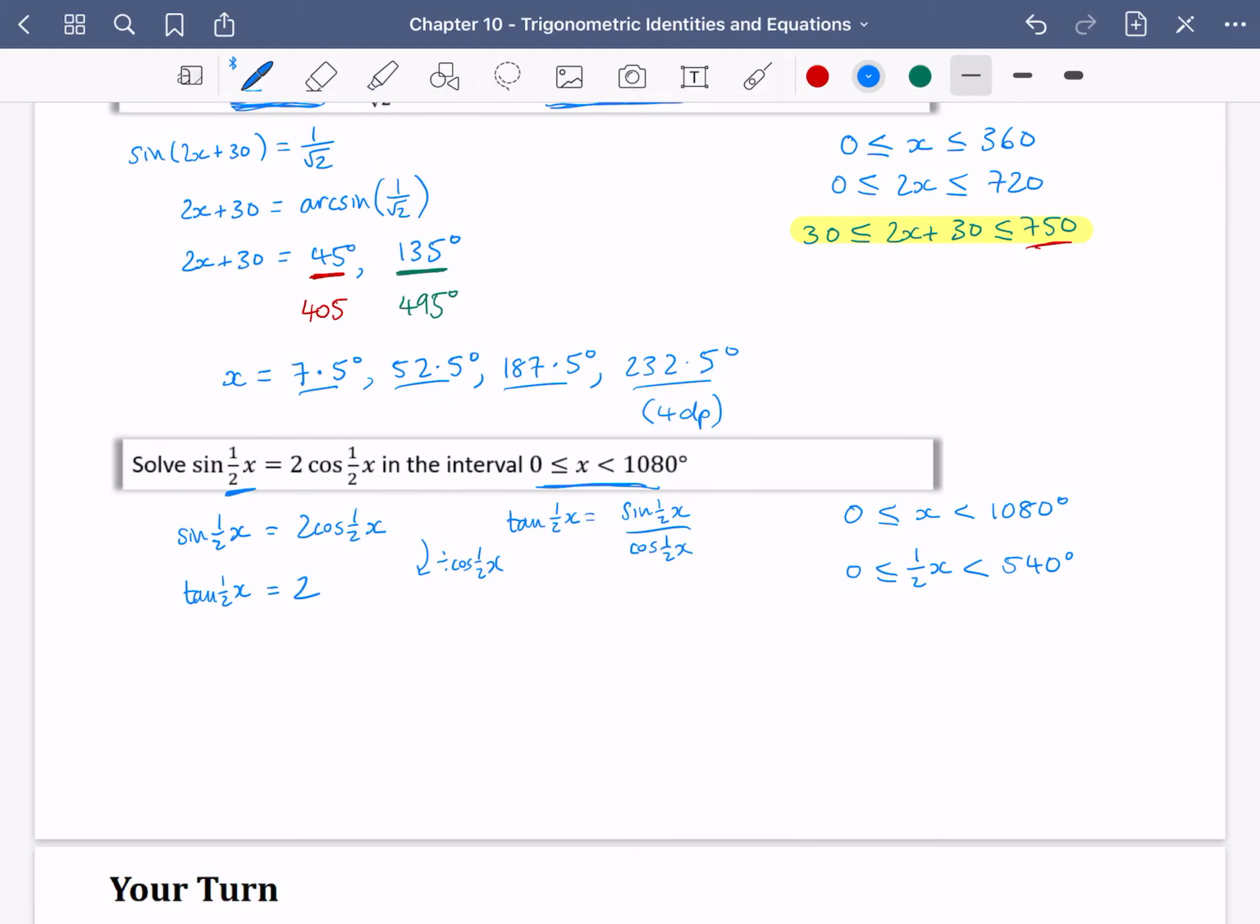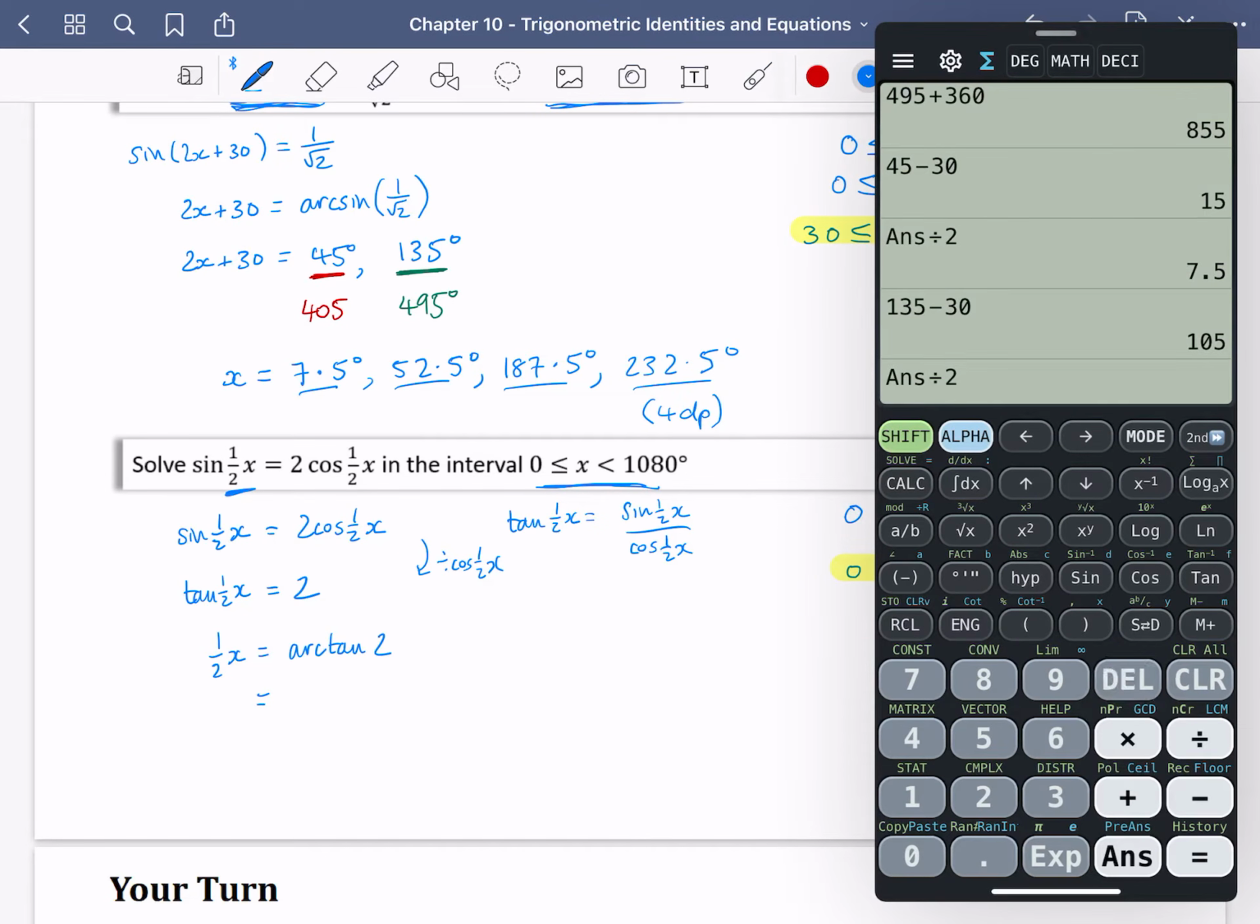Now I've already changed the range. I'm going to highlight my range in yellow so that we can see what we're actually going to be dealing with. We're going to be going all the way up to 540. So I get here that a half x is equal to the inverse tan of 2. And remember, this is the stage we're going to be finding all of our solutions in that range. So let's clear all of this calculator because it's getting a bit busy. So I'm going to do the inverse tan of 2. And the one that I get here is 63 point, I'm actually going to do a couple of decimal places here because I'm going to be doing some doubling in a second. So I just want to give it a little bit more detail. So I've got 63.43 degrees.